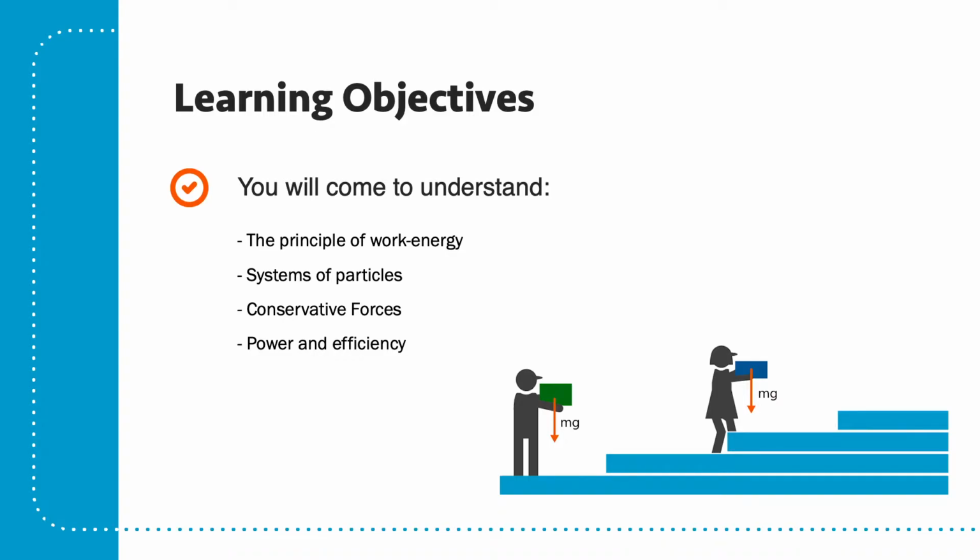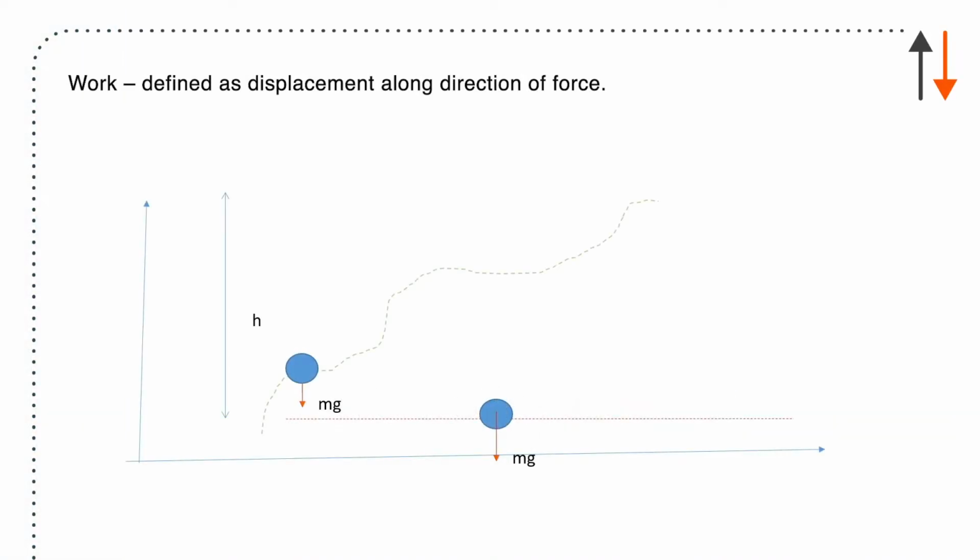So here we have an example where one person is climbing a set of stairs and they're doing work. Another person is walking on a horizontal surface and they are not doing work. So work is a very well-defined sort of thing. And you have to realize what you're dealing with, even though, say, one person might displace 30 or 40 kilometers and still do no work as long as they're moving horizontally. Work is defined as displacement along the direction of force.